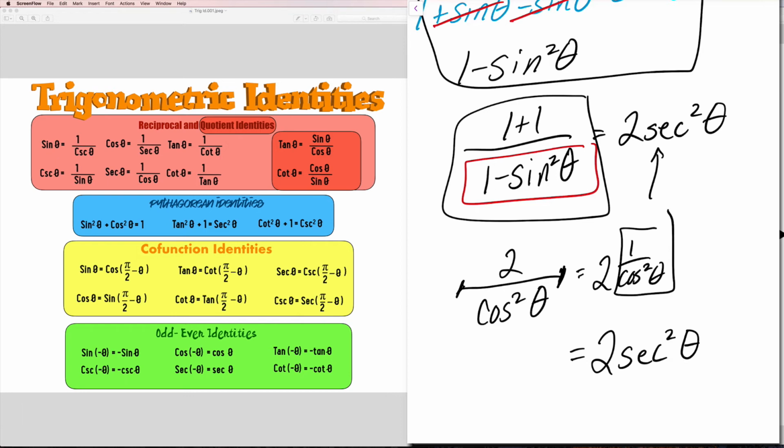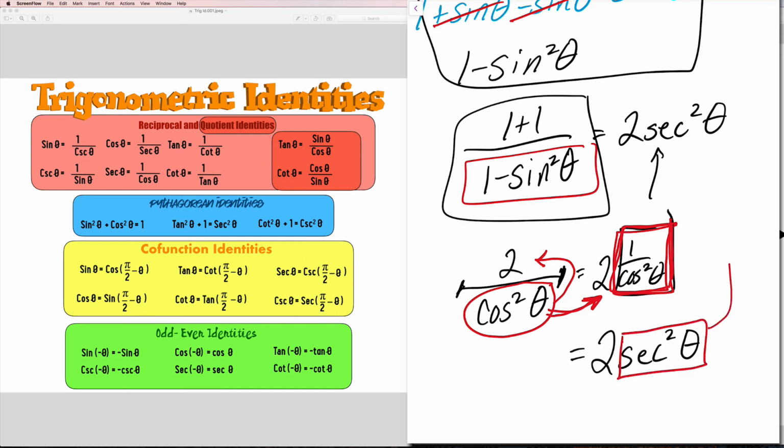The move that I think might seem confusing was when I went from here to here. Keep in mind this cosine squared is in the denominator, and I wanted to move it to the numerator position. So I simply multiplied by the reciprocal, which is 1 over cosine squared theta. And that's how I got 2 times 1 over cosine squared theta. That's how I got from the denominator to the numerator, alongside the 2. I identified this as a reciprocal identity, secant squared theta, which matches my objective. I hope these problems helped.